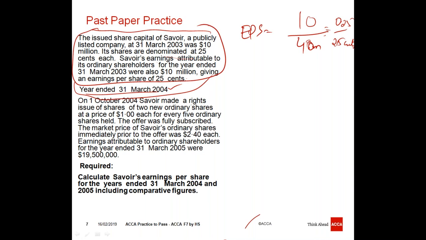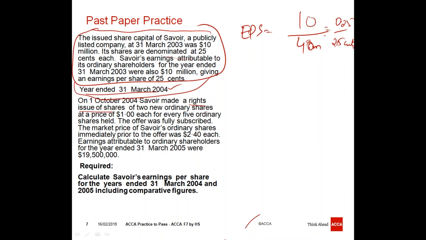Then on 1st October, Xavier made a rights issue of two new ordinary shares at a price of 1 each for every 5 ordinary shares held. The offer was fully subscribed. The market price of the ordinary shares immediately prior to the offer was 2.4 each.